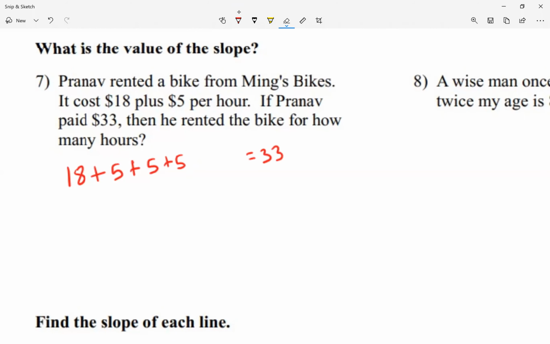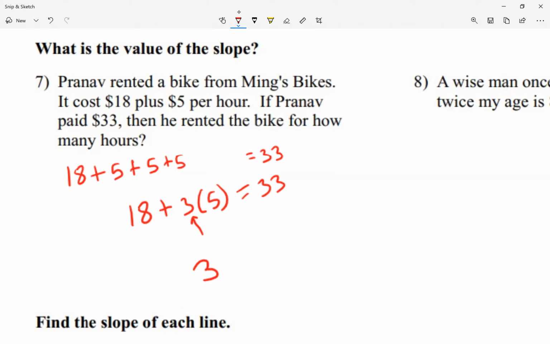To write this even better, I'm just going to write 18 plus 3 times 5 is equal to 33. 5 was the number that kept on repeating. I wrote a 3 in the front because it's how many times did 5 repeat. That number, that's my slope. So here, what is the value of the slope? In this case, 3. Again, for slope, there's a number that's going to keep on repeating. I want to know how many times does it repeat? And that's what we call slope.